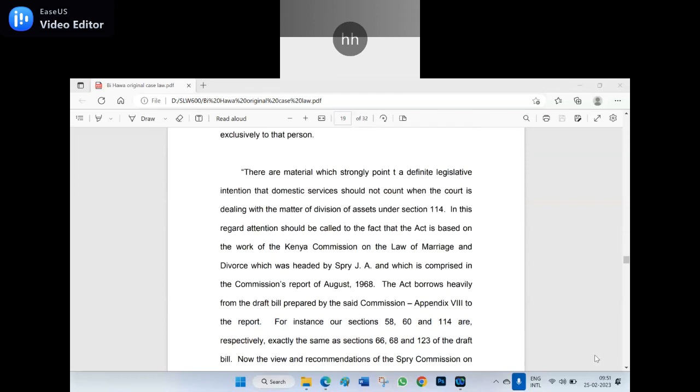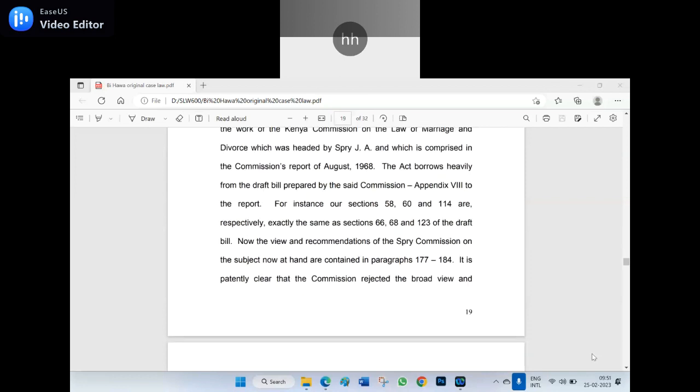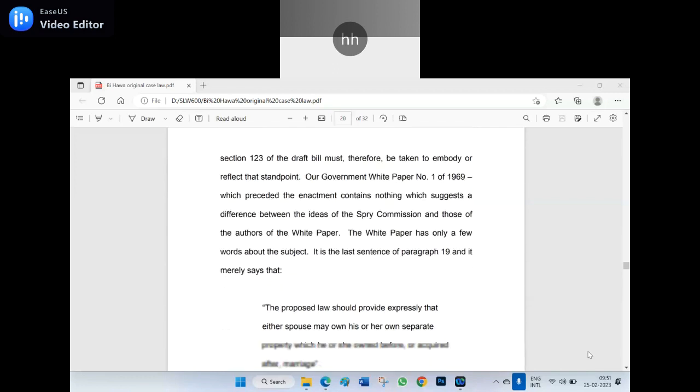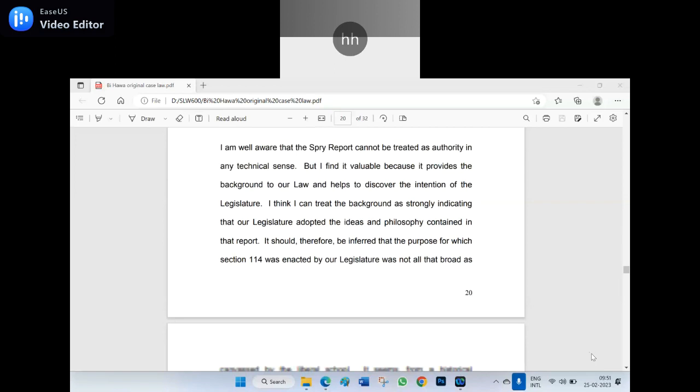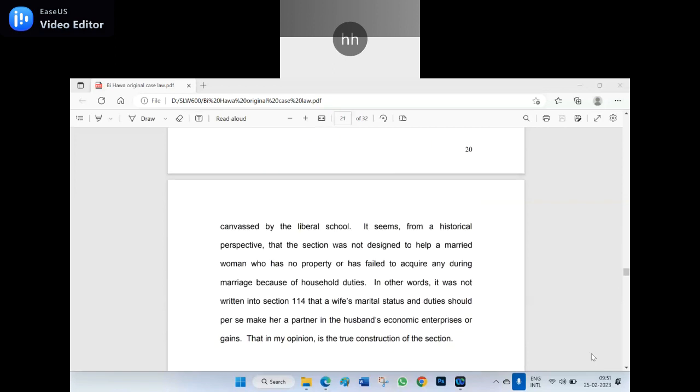So in this way, you can scroll and see whether any other new point has come into the picture or not. The Act borrows heavily from the draft bill prepared by the said commission. Of course, we need not worry about that one. And sections 58, 60 and 114 are exactly the same as sections 66, 68 and 123 of the draft. Of course, similarity would be there between the draft and these sections, as far as the SPRY commission is concerned. Then we can scroll. I am well aware of the SPRY report. The SPRY report could not be treated as authority in any technical sense. No, don't write it because it is not relevant. Which is not relevant, you don't write it.